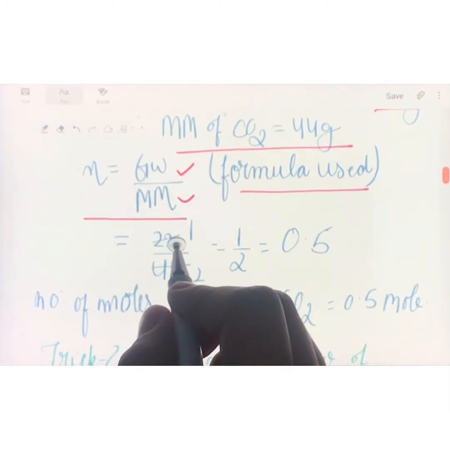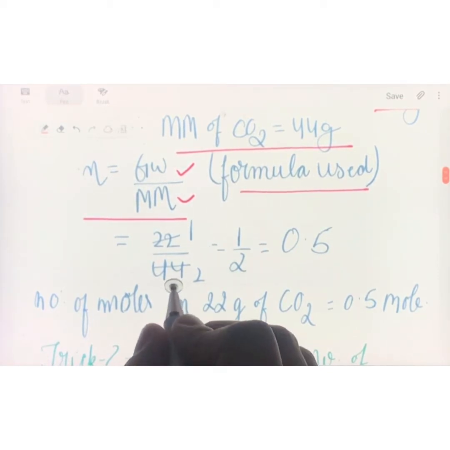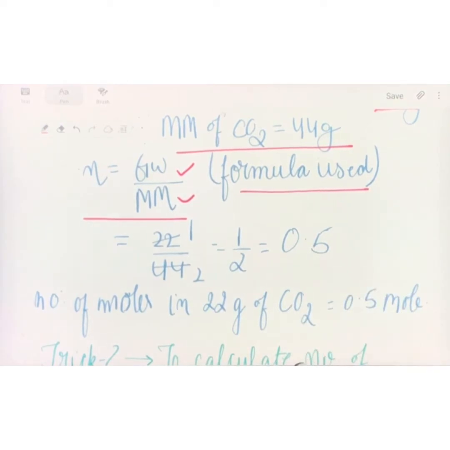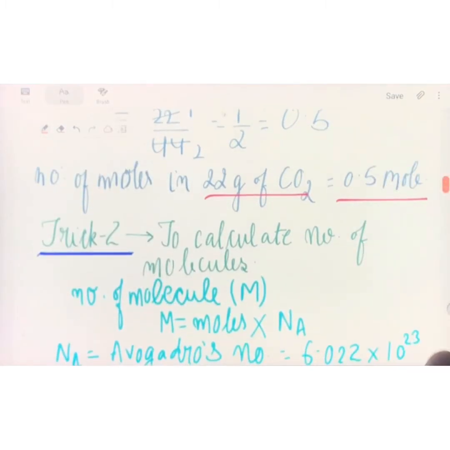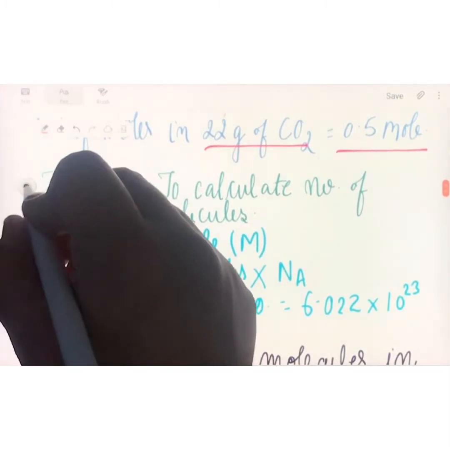So the given weight was 22 grams. The molecular mass that you calculated is 44. Then by cancellation it comes out to be 0.5. Therefore the number of moles in 22 grams of carbon dioxide comes out to be 0.5. We further proceed now to trick number 2.